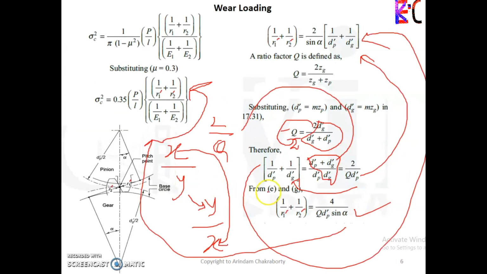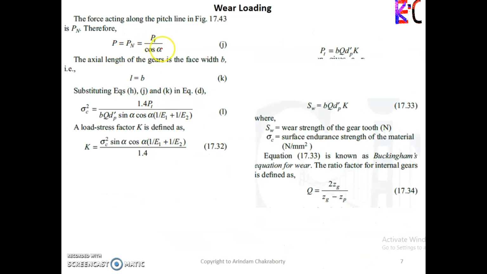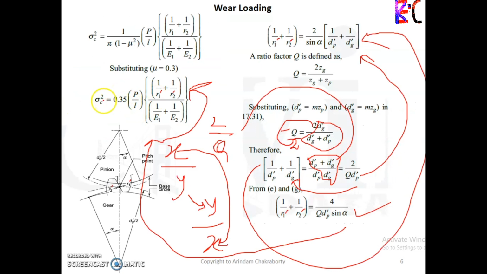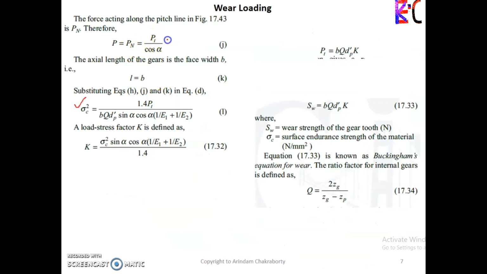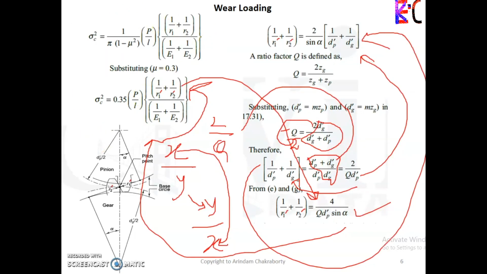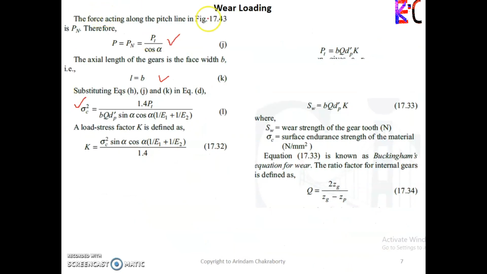So what we can do, we could actually change it. L equals B. P will be replaced by Pt by cos alpha, and we could get these things. That means sigma square will be replaced by this one. This P will be replaced by Pt by cos alpha, and L will be replaced by B. We will get sigma square equals to some equations like this.